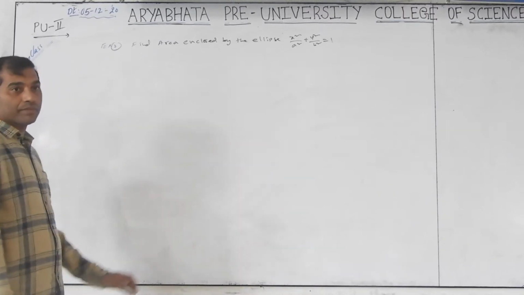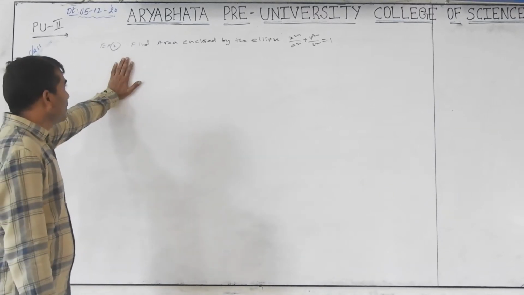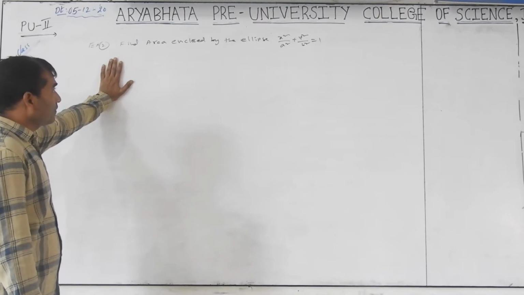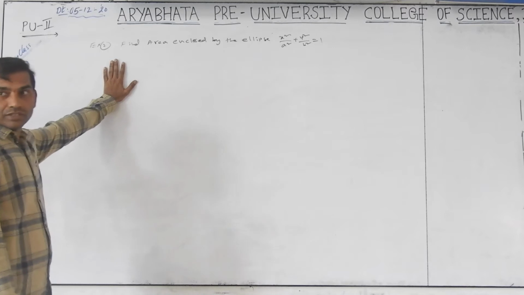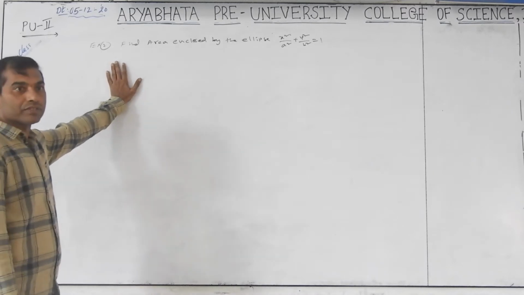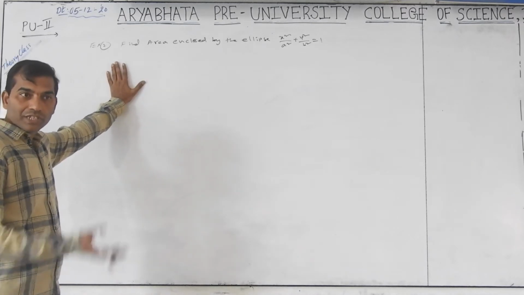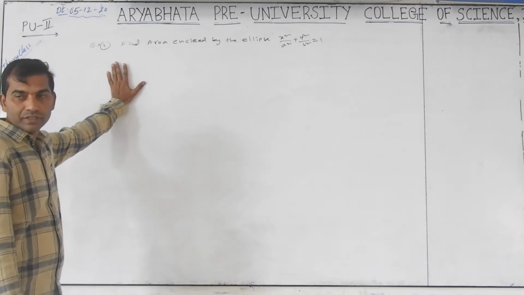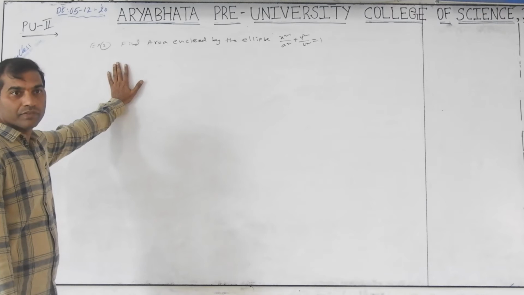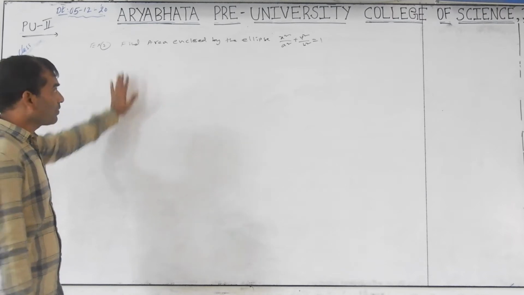Hi students, good morning. Yesterday we discussed finding the area enclosed by the circle x square plus y square equal to a square, which is equal to pi a square. We did it with respect to the x axis and with respect to the y axis. Both ways we can do. It is a 5 marks question, which is very important, and this is also a 5 marks question.